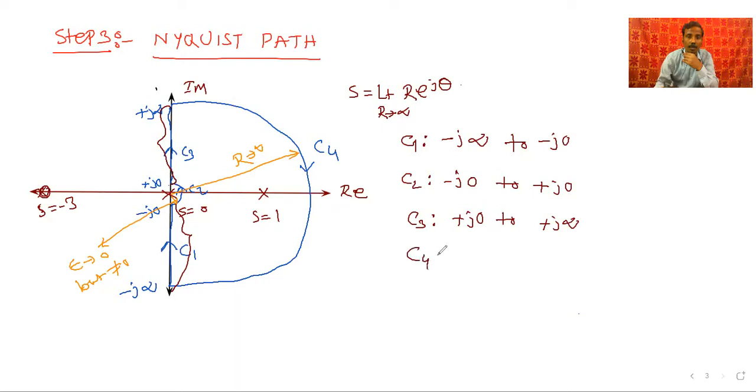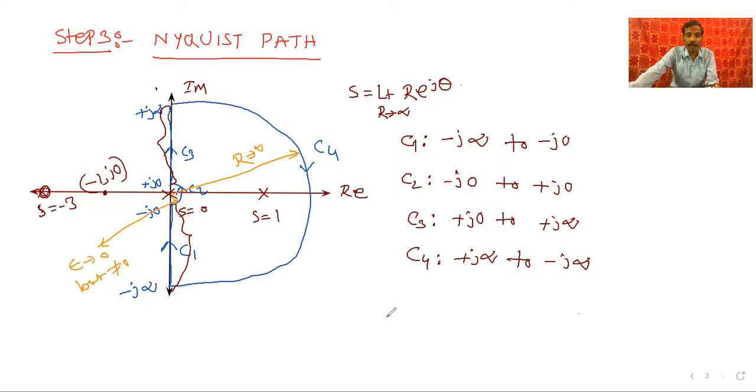And C4 belongs to plus j infinity to minus j infinity. This is the Nyquist contour path, because if all the poles are on the left-hand side of the S-plane, then the system will be stable, but if on the right-hand side, then the system is unstable. And the -1 plus j0 point is the critical point. With respect to -1 plus j0, the closed loop system is stable, unstable, or marginally stable by using the Nyquist contour.